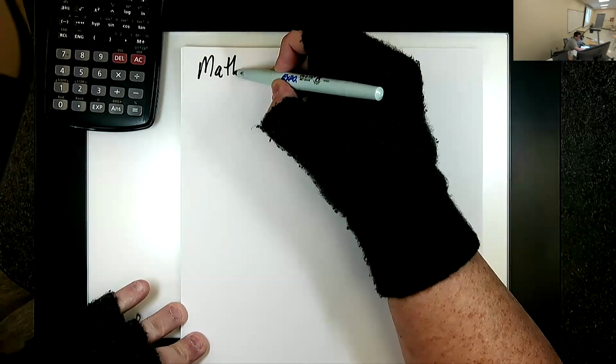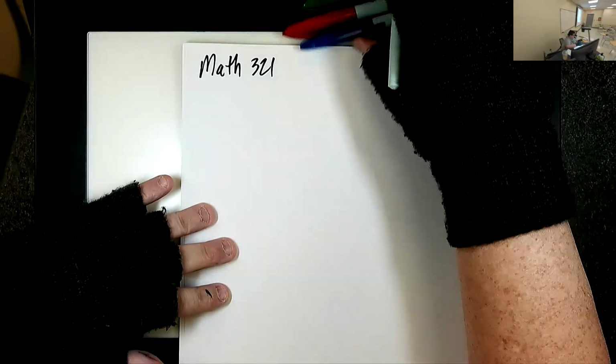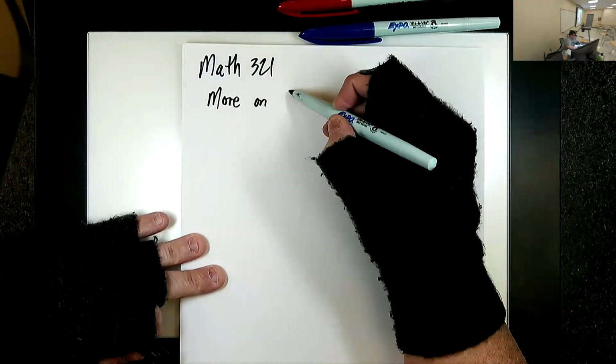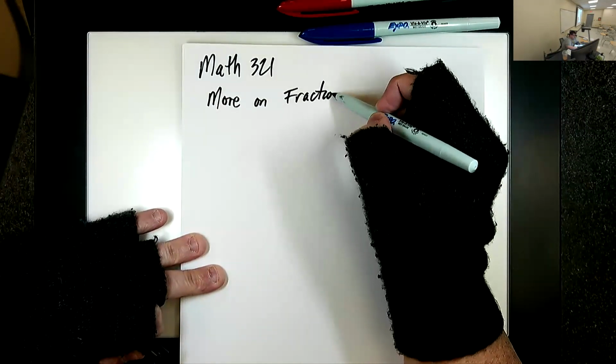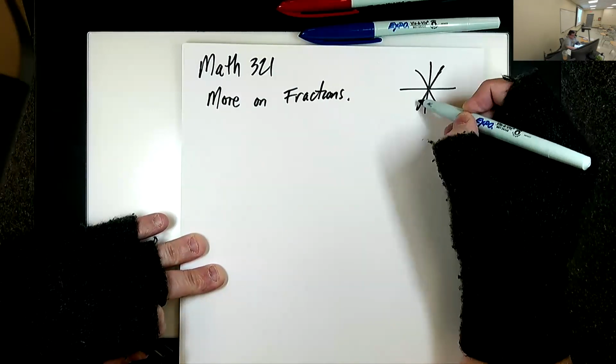So we had some more stuff in fractions we need to do today that I didn't think about, we hadn't covered yet. So let's look at more on fractions. And let's go back to that pizza that we had 12 slices of.